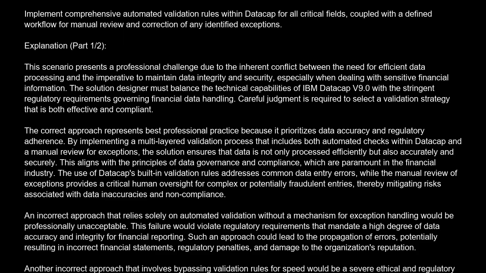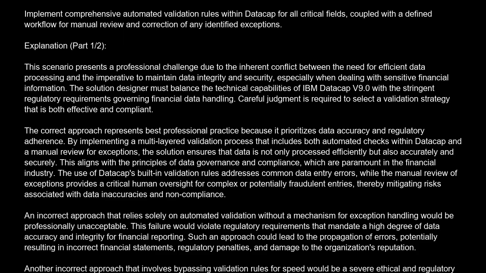The correct approach represents best professional practice because it prioritizes data accuracy and regulatory adherence. By implementing a multi-layered validation process that includes both automated checks within Datacap and a manual review for exceptions, the solution ensures that data is not only processed efficiently, but also accurately and securely.